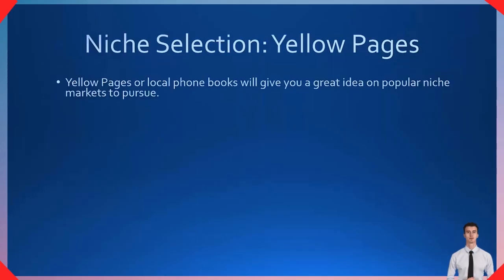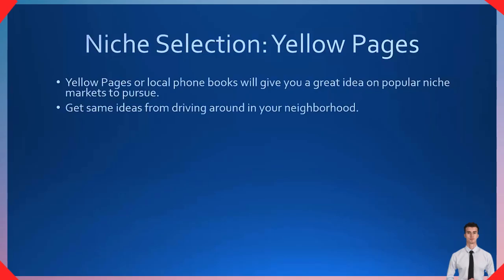Next thing is Yellow Pages. Yellow Pages or local phone books will give you a great idea of popular niche markets that you could be pursuing. You can get the same ideas from driving around in your neighborhood, just like with the Yellow Pages, but this saves you from having to even go out of your house.